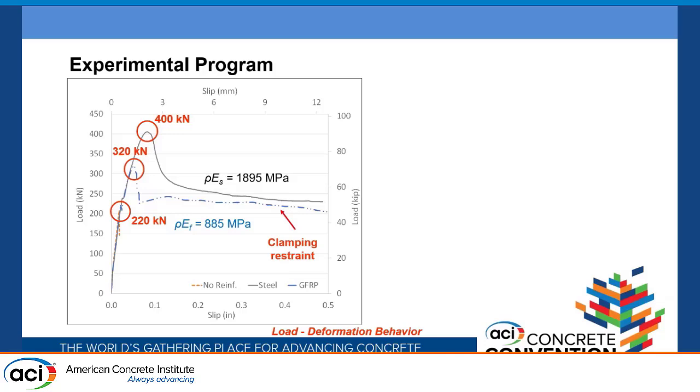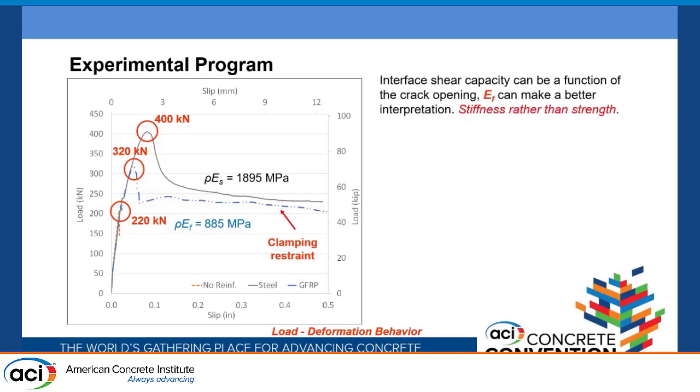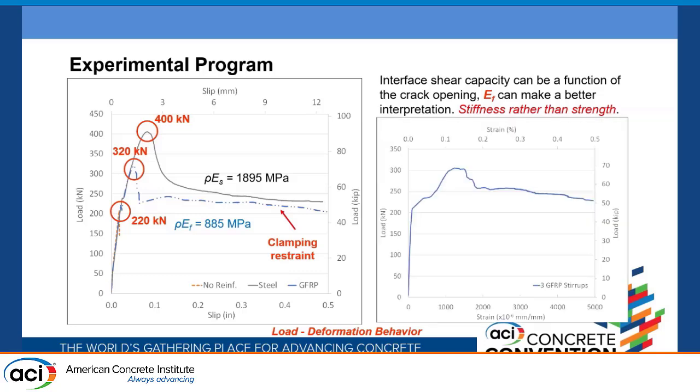For the case of GFRP, this operation, the reinforcement ratio times the modulus of elasticity, is around 885 megapascal, and for the case of steel, it's almost 2 times, so almost 1900 megapascal. So that means that the interface shear capacity can be a function of the crack opening, and in that case, the modulus of elasticity could make a better interpretation of this phenomenon by focusing more on the stiffness factor rather than the strength. This chart shows the strain in the internal GFRP stirrup and load.